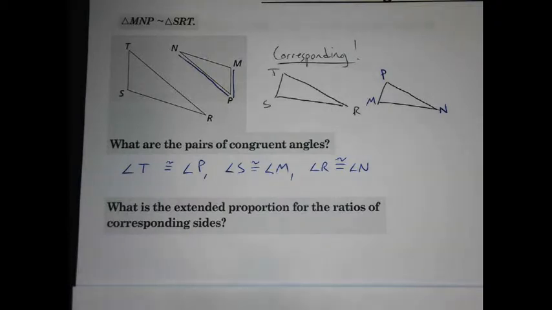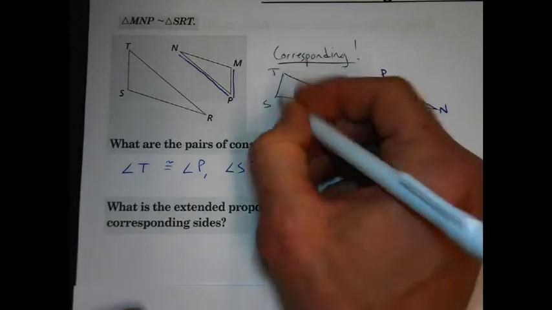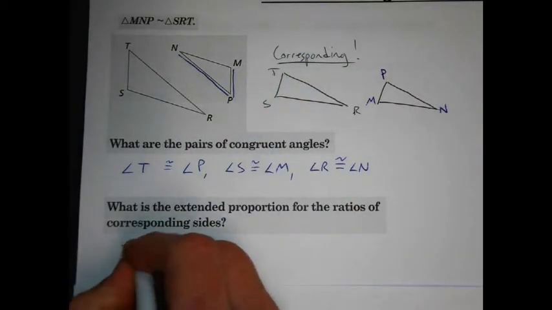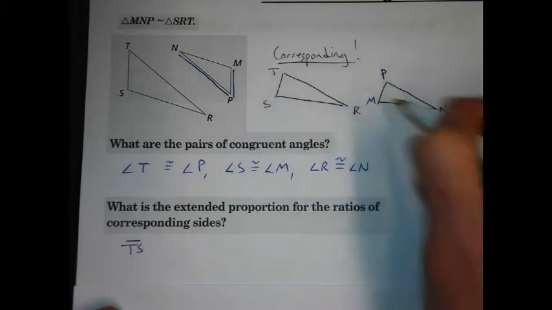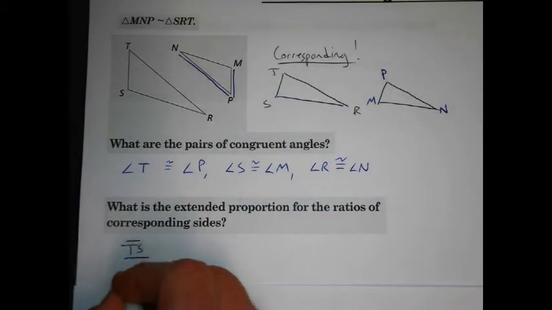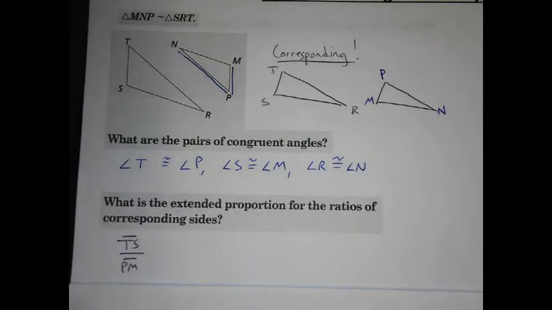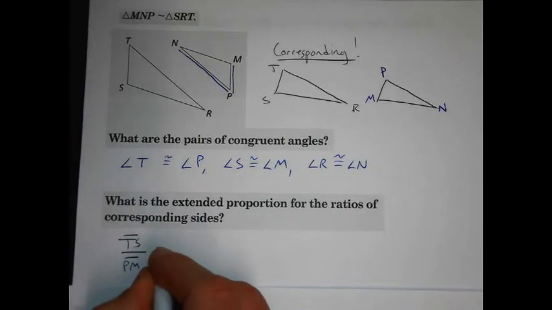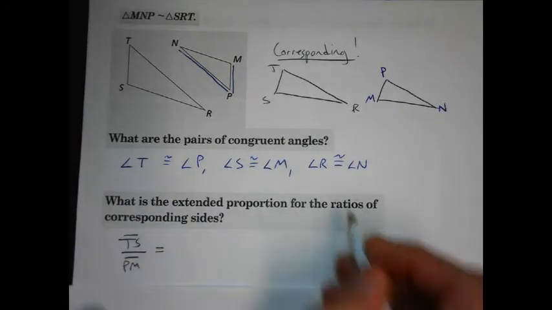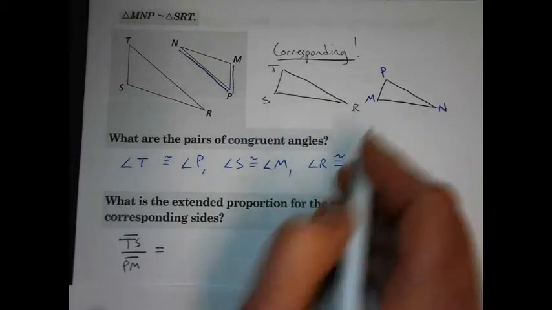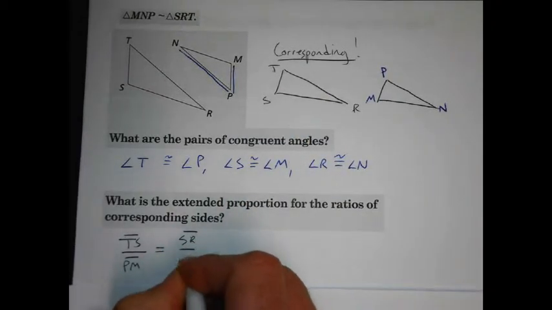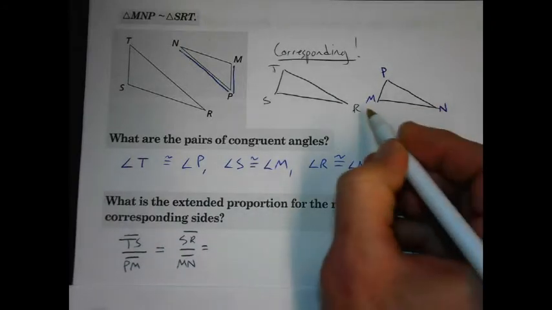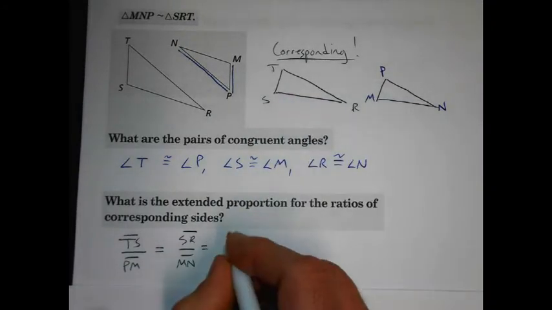We can see we have a side, let's say TS. So we can talk about TS. TS would correspond to PM. So TS to PM would be equal to, let's say, SR and MN. We can do that. SR and MN. And that would be equal to RT and NP. Okay, so we're going in the same direction.